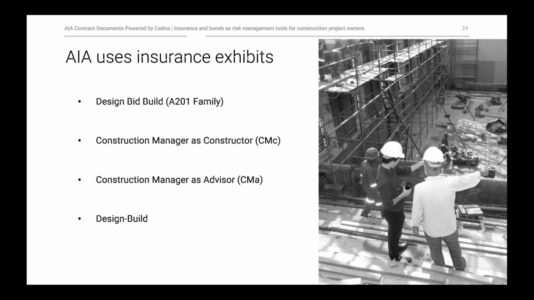So, as I mentioned earlier and throughout, the AIA uses an insurance exhibit now for most of its major owner-constructor agreements, whether that's in design, bid, build, or the CM families, CM as constructor, or CM as advisor, or in design build. It is an exhibit that prompts the parties to lay out the various coverages that the parties feel they need and that the owner in particular wants to have in place to help protect their interests.